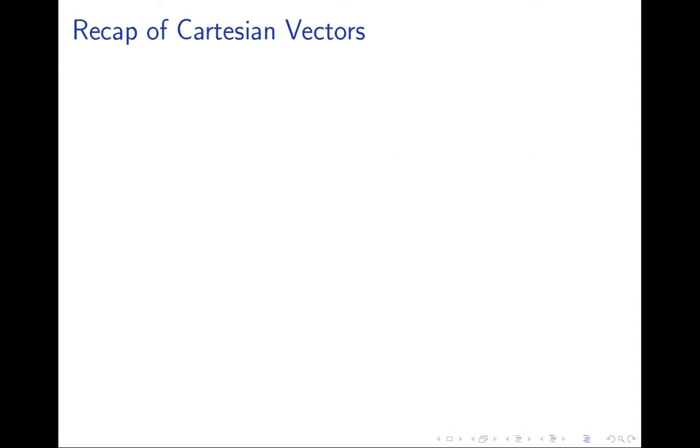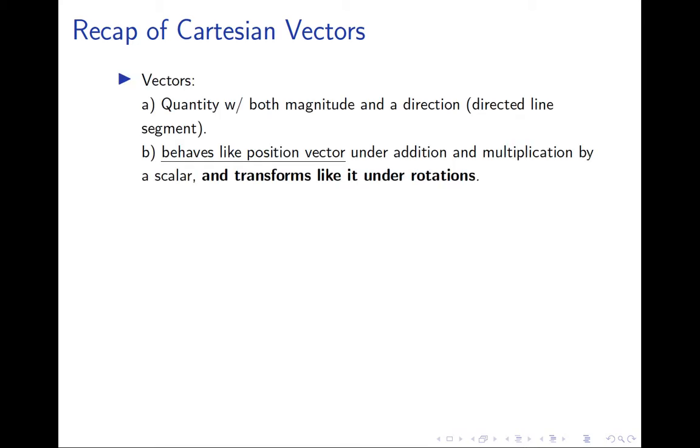Okay, so let's start with the recap of our last section. So we introduced vectors as quantities which have magnitude and direction, and usually represented by a directed line segment, which behaves like a position vector under vector addition, under multiplication by a scalar, and transforms like the position vector as well under rotations of coordinate axis. Okay, so this is in boldface because this is going to be our main criteria to distinguish vectors from anything else. It's something which should transform just like a position vector under rotations of coordinate axis.